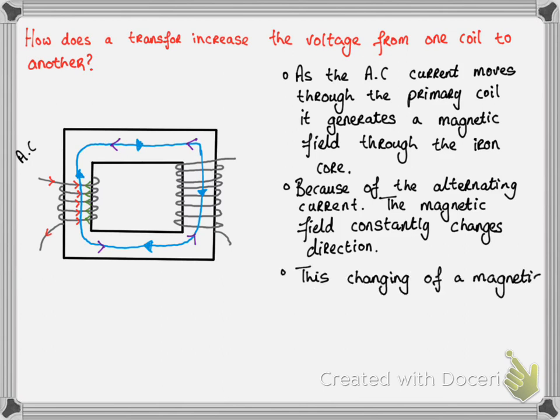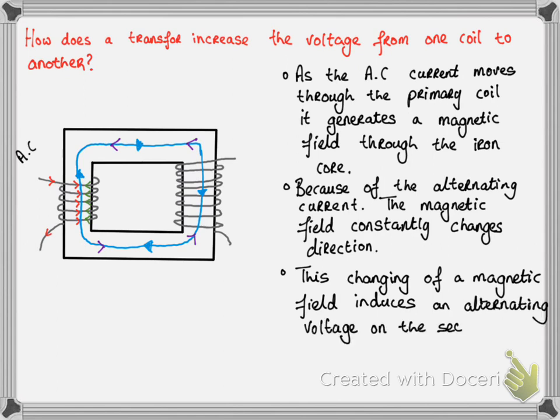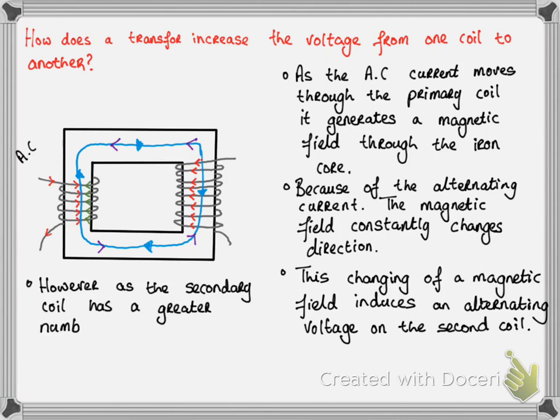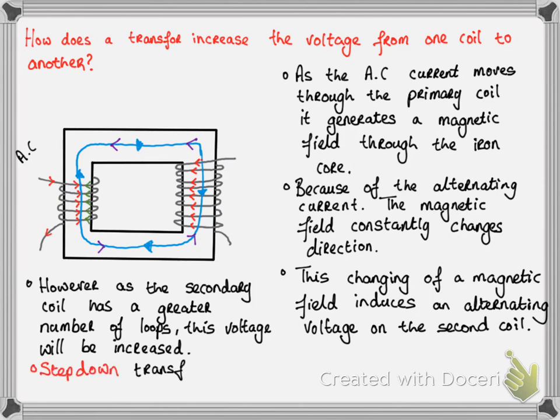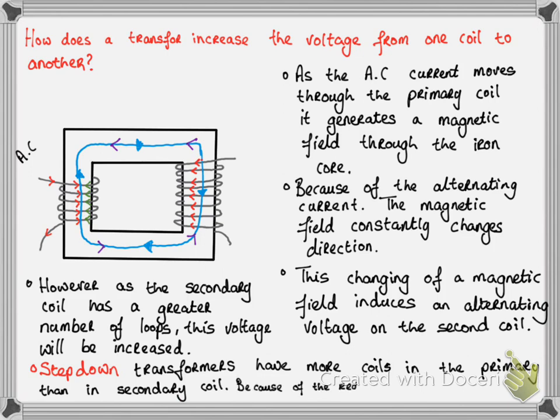This changing magnetic field induces an alternating voltage on the secondary coil. However, as the secondary coil has a greater number of loops, this voltage will be greater. When we're talking about step-down transformers, it is the opposite, as they have more coils in the primary compared to that of the secondary coil. And because of the reduced number of coils, the voltage will decrease across the transformer.